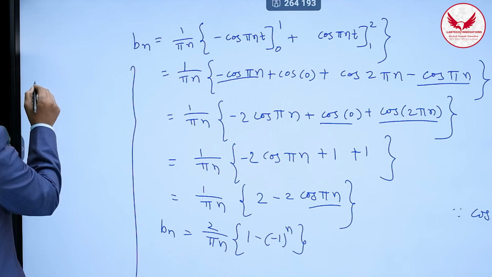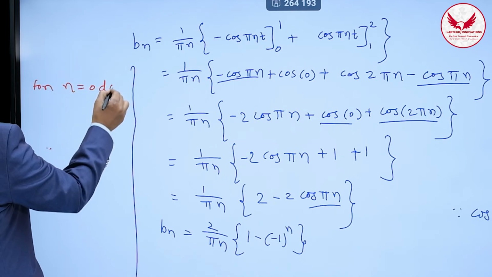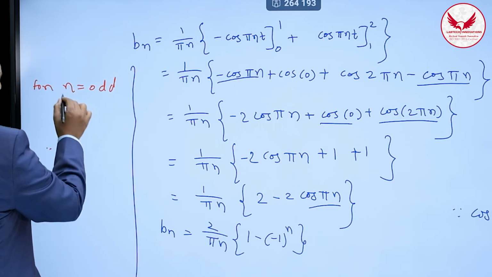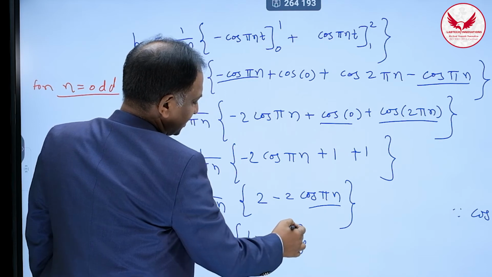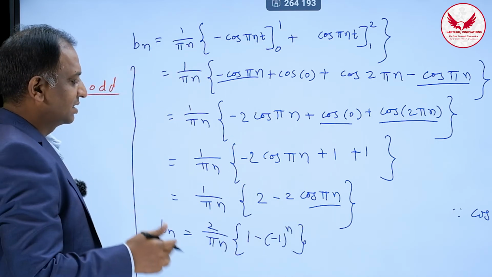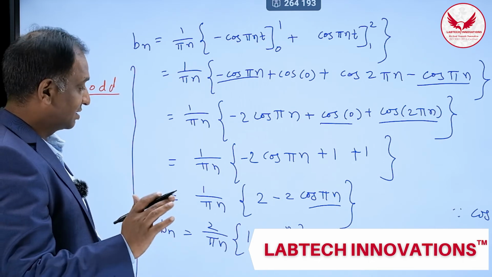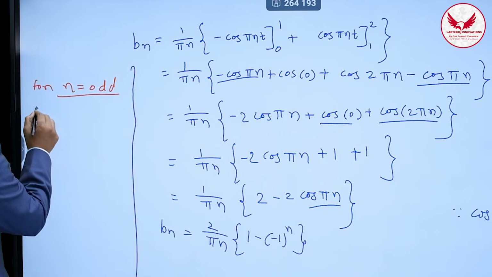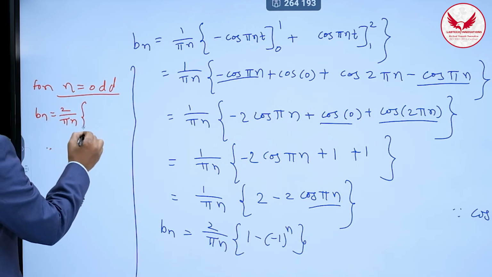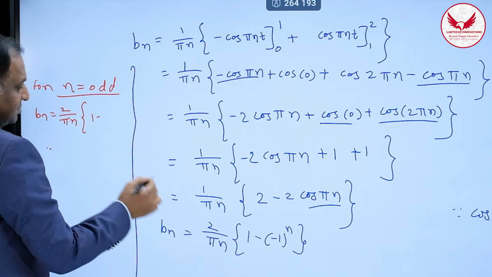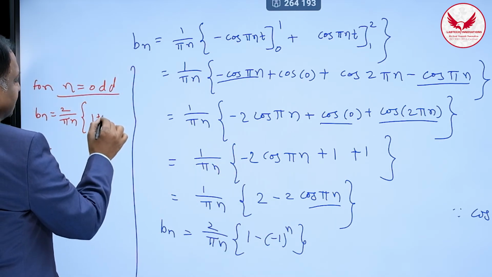Okay, for n is equal to odd, so when n is odd, minus 1 raised to 1 is minus 1, minus 1 raised to 3 is again minus 1, minus 1 raised to 5 again minus 1. So the bn is equal to 2 upon pi n, and here the 1 minus 1 raised to 1 is a minus, so this minus and minus will become plus 1.